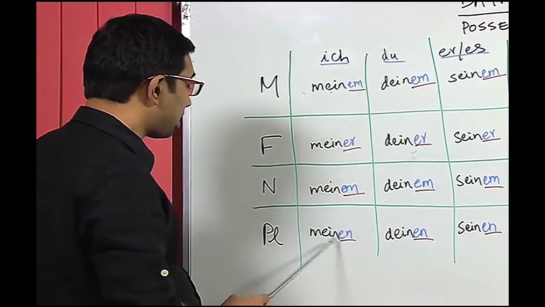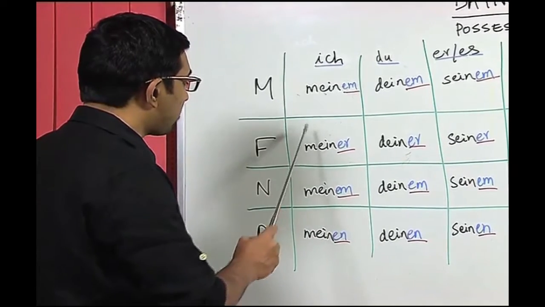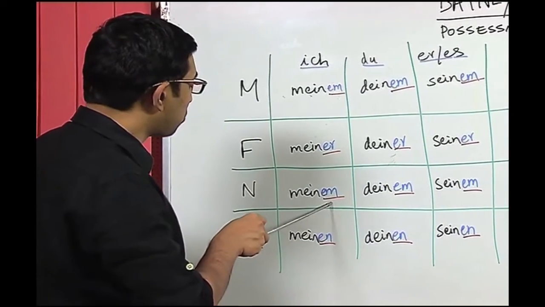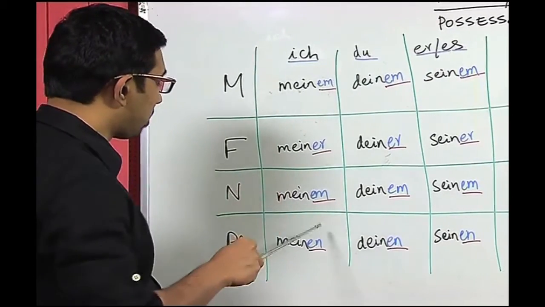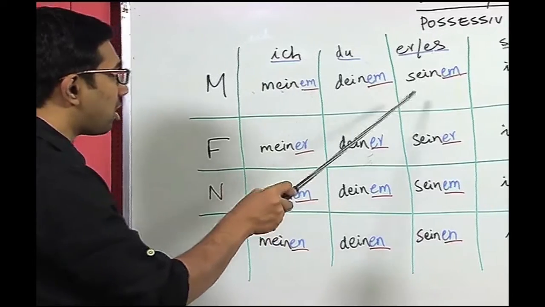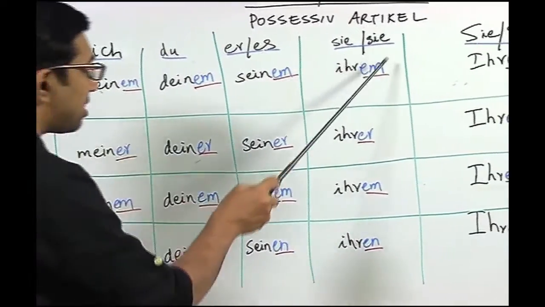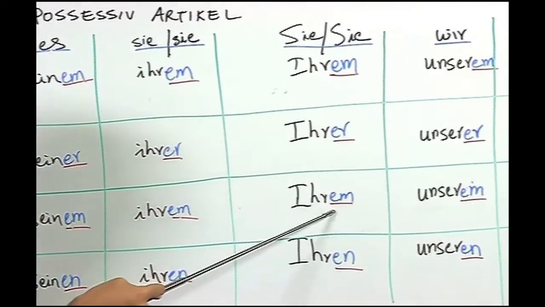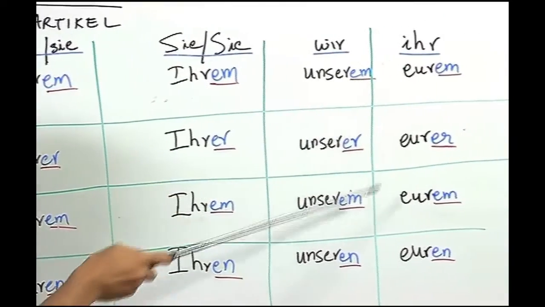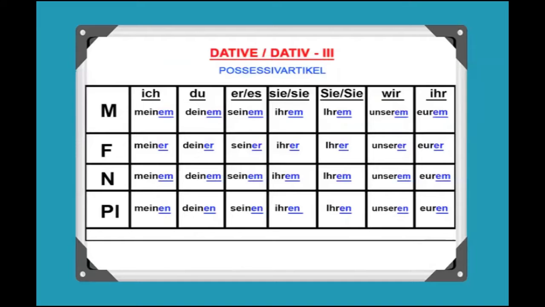Now if you see, the ending for all the masculine possessive articles, as you know, is the same, and it is the same for the neutral article also. So we have meinem and meinem for ich, deinem and deinem for du, and for er and es we have seinem here as well as seinem here, and for sie and sie also we have ihrem and ihrem, and for Sie also we have Ihrem and Ihrem, and for wir we have unserem, unserem, and for ihr we have eurem and eurem. Also, for the feminine article we have the ending er.